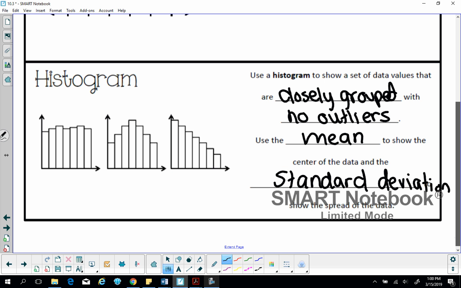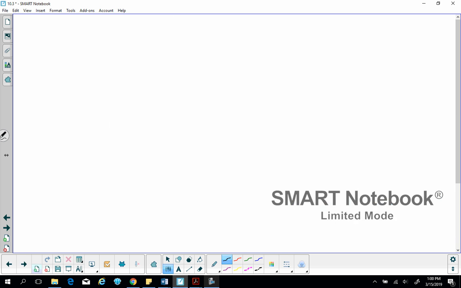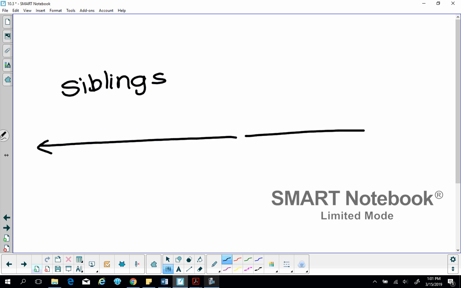The first thing we're going to look at, so turn your packet over, is we're going to measure how many siblings you have. And that includes half, that includes step, how many siblings you have. So think about how many siblings you have, including everything. And then I want you to raise your hands when I call how many siblings you have. So let's start with 0. How many people have 0 siblings? They're an only child. Raise your hand.